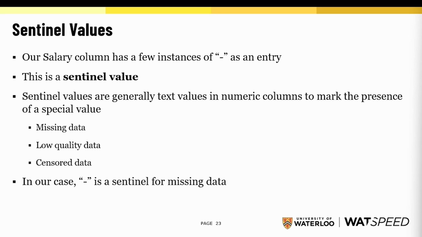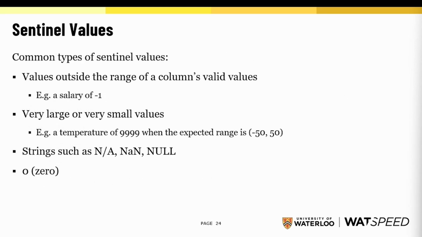What do sentinel values look like? A few common types are values that are outside the range of a column's valid values, for example, a salary of -1. Another giveaway for sentinels is very large or very small values. So you may see values in the millions or billions or negative millions or negative billions.